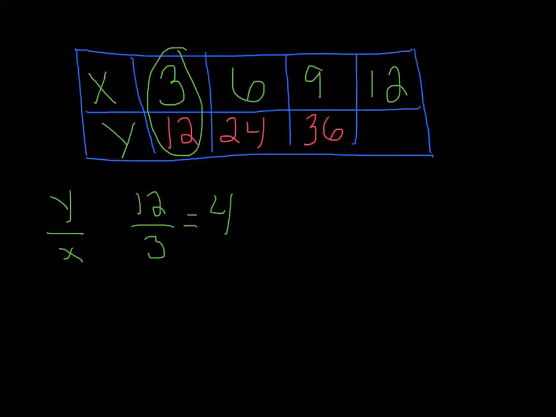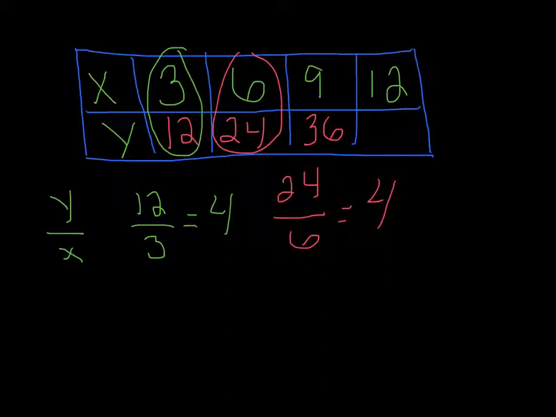Okay, I take my next interval. So 24 divided by 6, that reduces down to 4, because all I got to do is take 24 divided by 6 in a calculator, and I get 4. So I'm going to do one more, because I'm going to check the last interval. The last interval is 9 and 36, so I'm going to take 36 as my numerator and divide it by 9. So if I put that in a calculator, 36 divided by 9, I'm going to get 4.